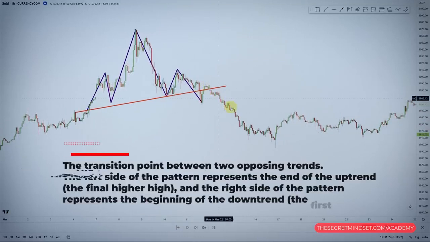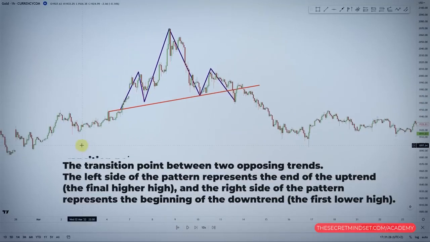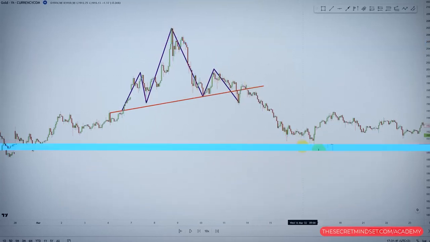Think of the head and shoulders pattern as the transition point between these two opposing trends. The left side of the pattern represents the end of the uptrend, the final higher high, and the right side of the pattern represents the beginning of the downtrend, the first lower high.